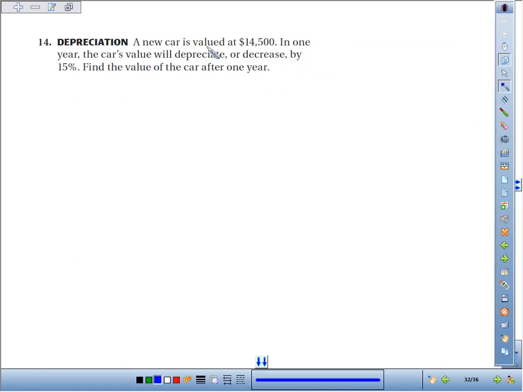In 14, a new car is valued at $14,500. In 1 year, the car's value will depreciate or decrease by 15%. Find the value of the car after a year. I'll just work this one a different way. You can find out what method works best for you.